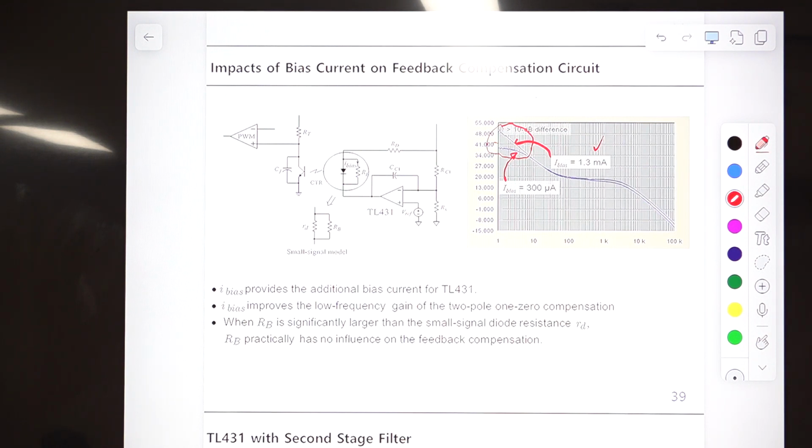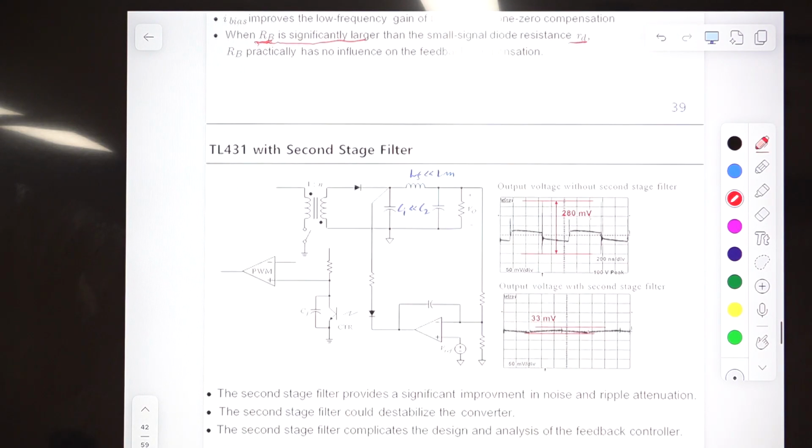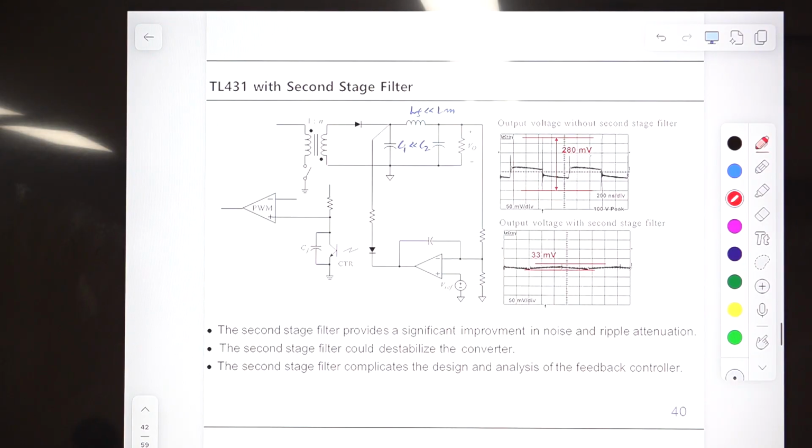So RB is much larger than RD. The small signal characteristic of this compensation circuit remains unaltered. This is the final discussion about this.